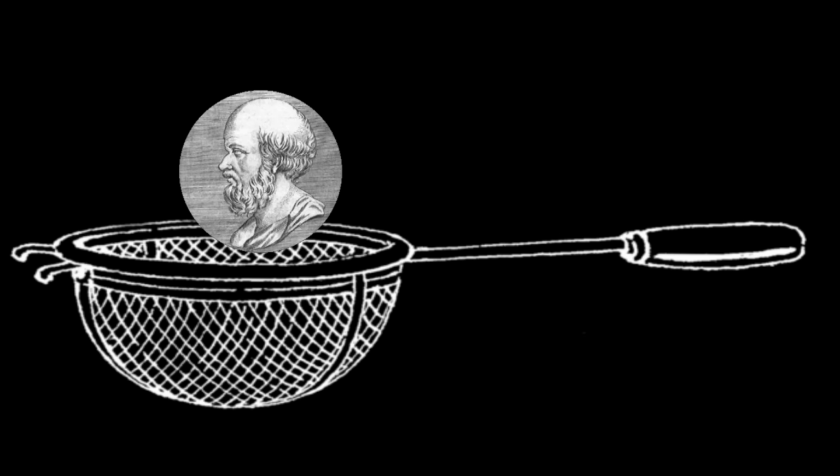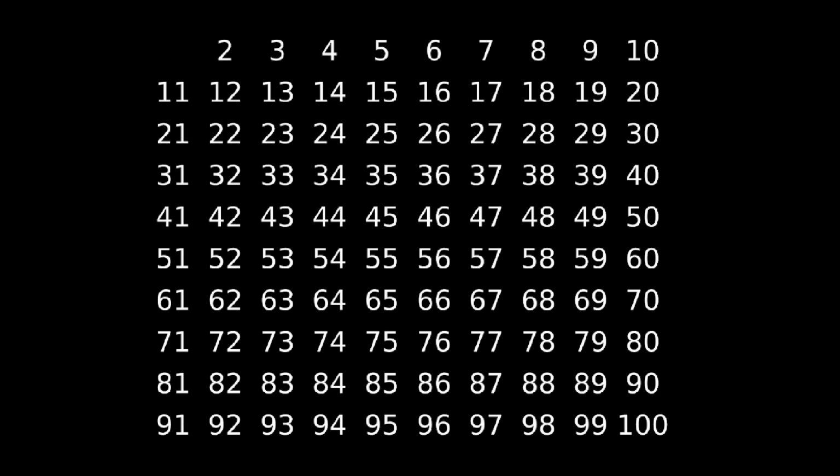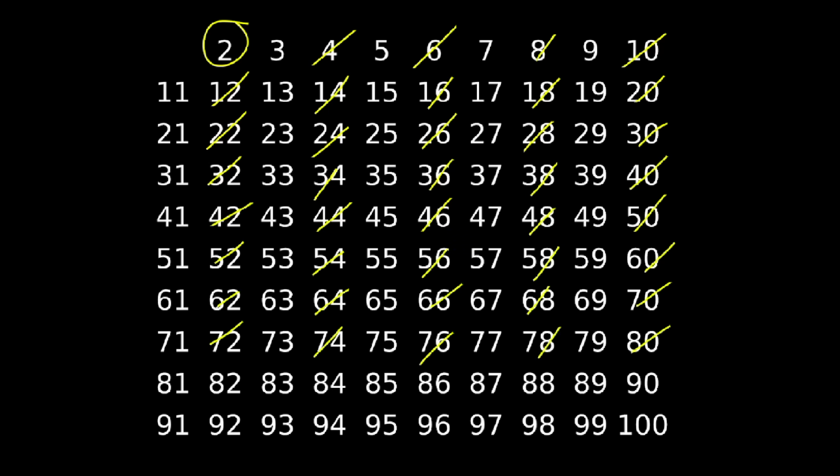One of the simplest ways of finding prime numbers is called the Sieve of Eratosthenes. The basic idea is that you start out with a list of positive integers greater than 1, and then repeat the following process. First, circle the next available number, in this case 2. Then cross out all of its multiples, in this case the even numbers. Then all we do is repeat those steps over and over again.